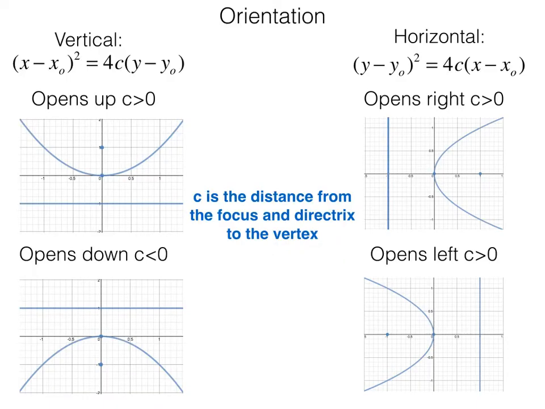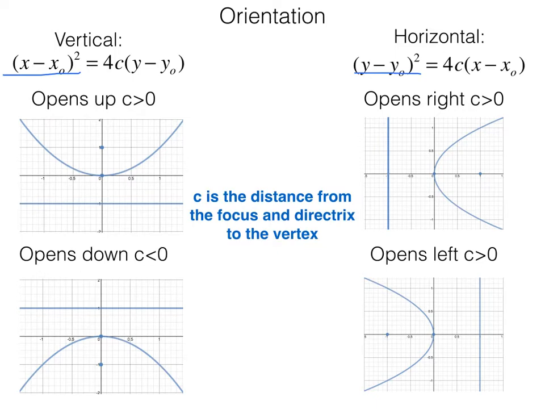We can have four different orientations for a parabolic graph. Our two options are either it'll open up or down vertically or left to right horizontally. You can tell the orientation of the graph by two pieces of the equation. The first is what term is squared. Whenever the x term is squared, it's going to open up or down vertically. If the y term is squared, it's going to open either to the right or to the left.